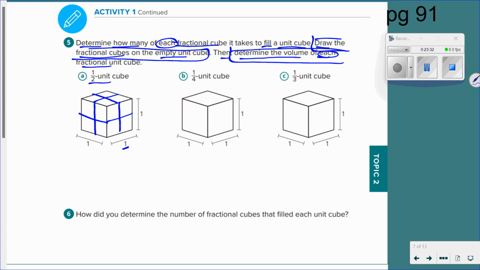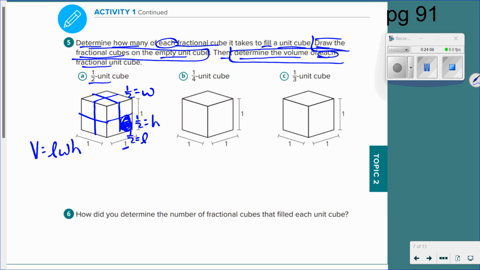Now, if we put it into our formula, volume equals length times width times height, correct? But I just split each side into 1/2, didn't I? So what is my length of this unit cube? Now I'm basically looking just at this 1 cube, guys. What is my length of that 1 cube? 1/2. What is my height? 1/2. What's my width? Does everybody see where those numbers are coming from?